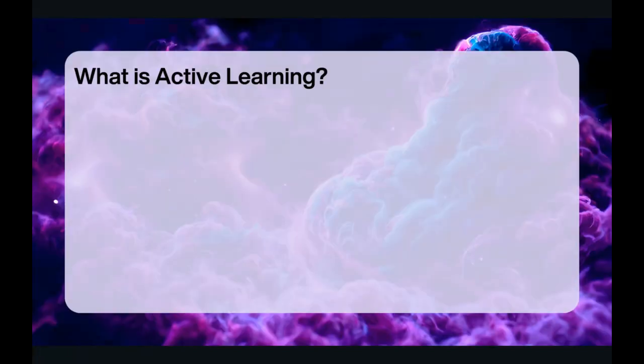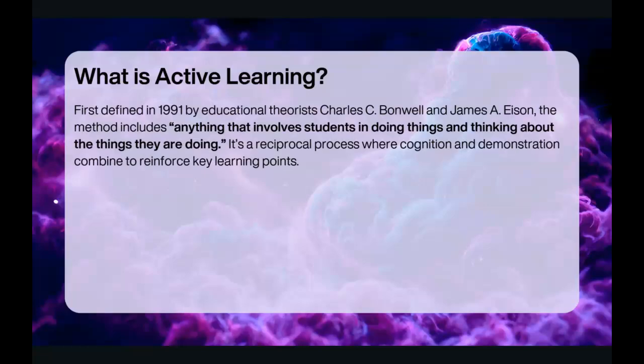So what is active learning? What does it look like? Well, the term was first coined in 1991. These were educational researchers, Charles C. Bonwell and James Eison. And basically it says anything that involves students in doing things and thinking about the things that they're doing. So what does that mean?